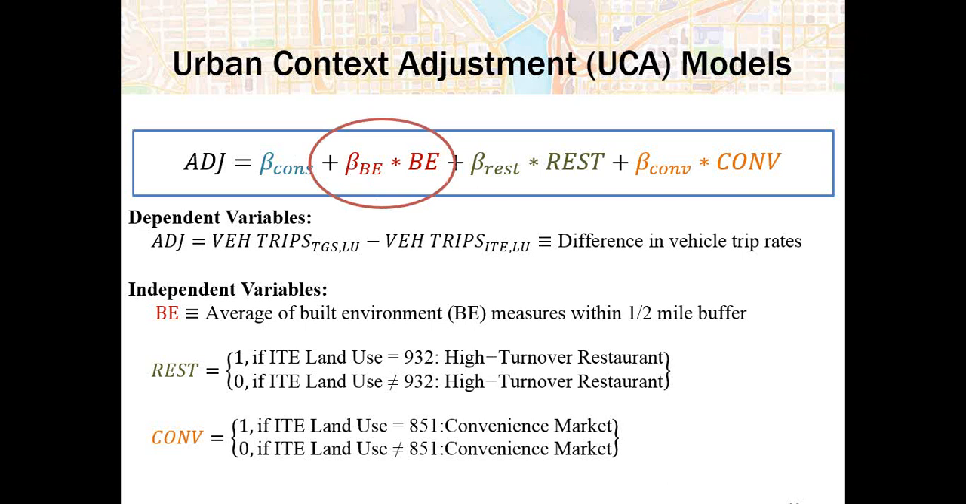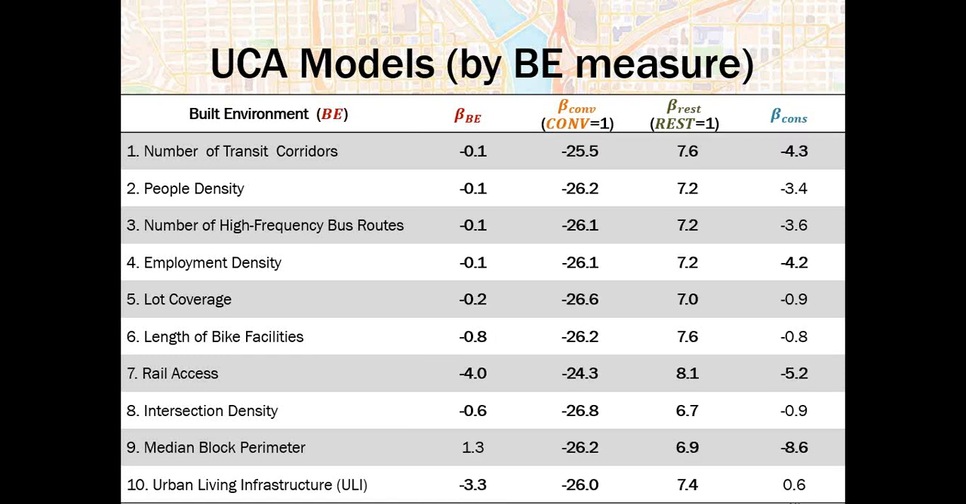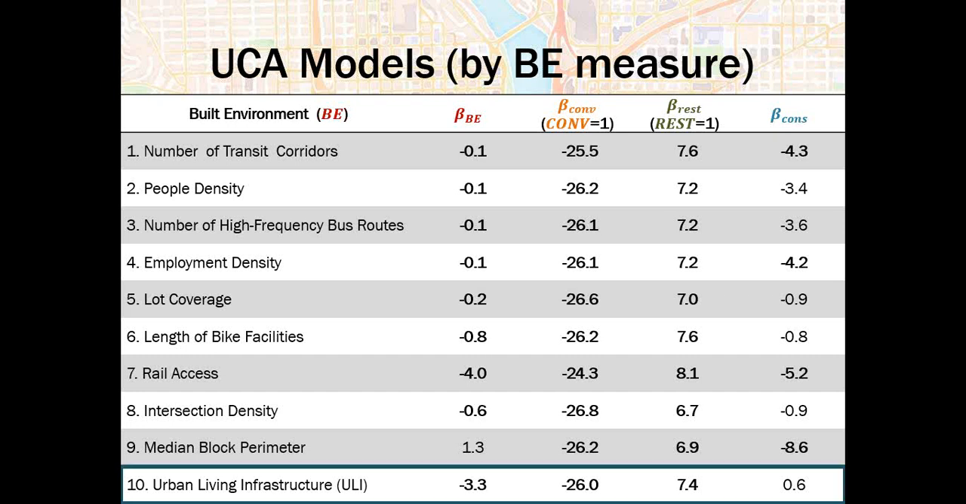What we did was allow users to select from one of 10 built environment variables in order to pick the model that best meets the data that they have available to them. So we didn't calculate one model, we calculated 10. And here on your right are the coefficients for all 10 models. To show you an example of how this works, I'm going to look at the built environment variable, urban living infrastructure, or ULI, and the corresponding coefficients that we estimated for that model.